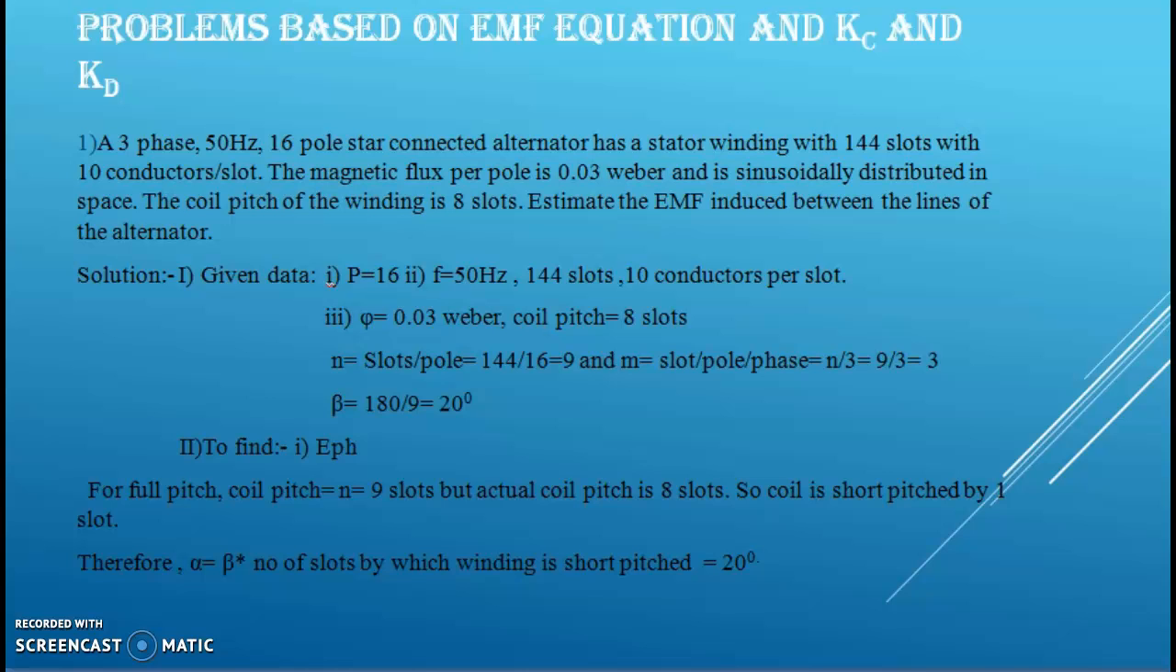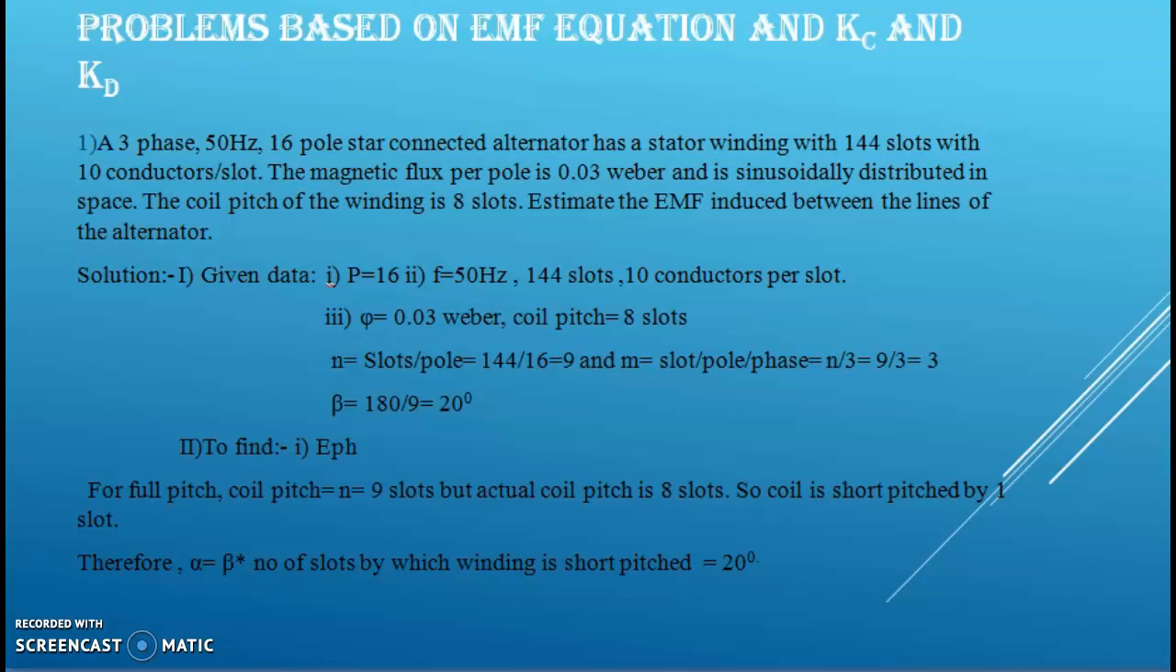Now read this problem. A 3-phase 50 Hz 16 pole star connected alternator has a stator winding with 144 slots with 10 conductors per slot. The magnetic flux per pole is 0.03 Weber and is sinusoidally distributed in the space. The coil pitch of the winding is 8 slots. Now estimate the EMF induced between the lines of an alternator. So this is the problem.